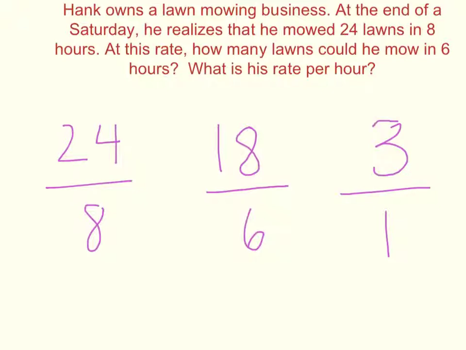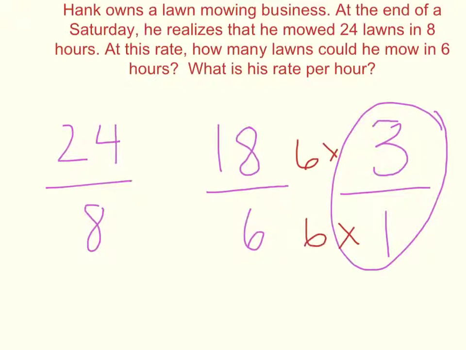Now, if I look at my unit rate here, and I also look at this ratio and this ratio, I can see that to get from my unit rate to this ratio, all I did was multiply by 6. 3 times 6 equals 18, and 1 times 6 equals 6. So those two are equivalent. And if I go over here, 3 times 8 equals 24, and 1 times 8 equals 8. So I'm multiplying by the same thing on the top and bottom, which means that they are equivalent to the 3 to 1.